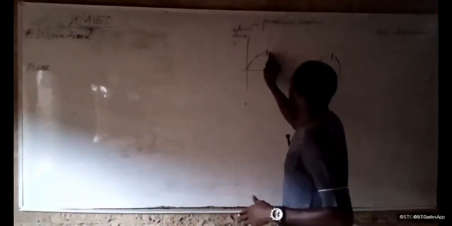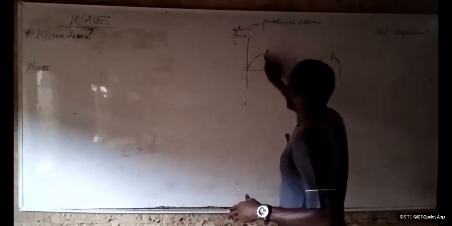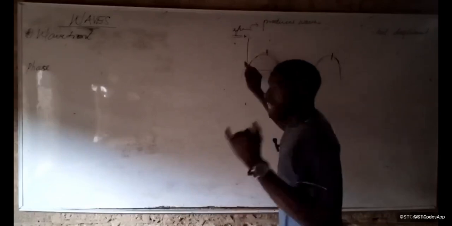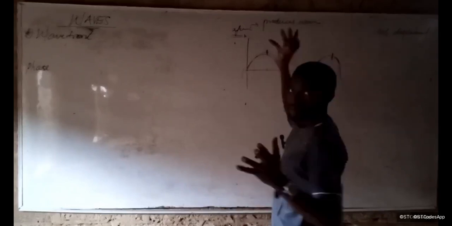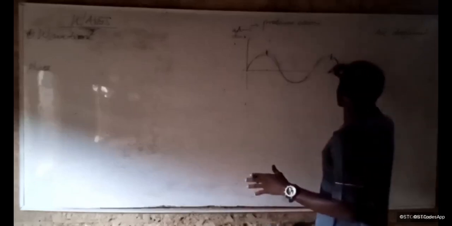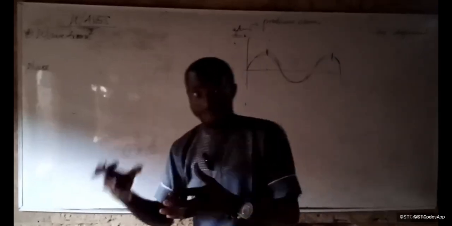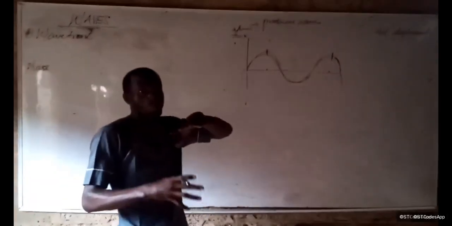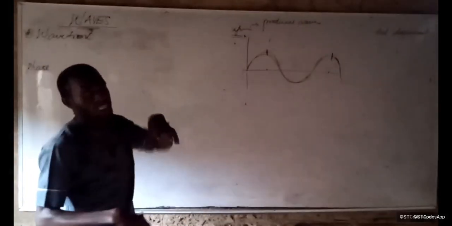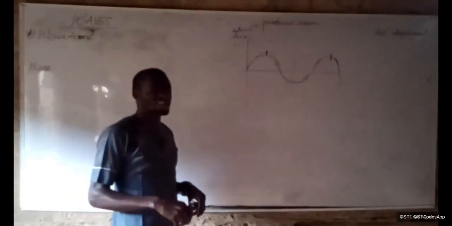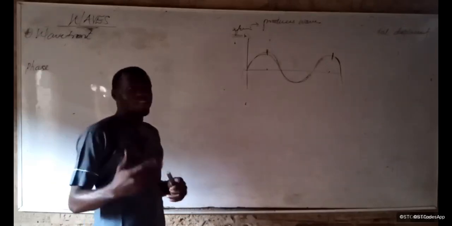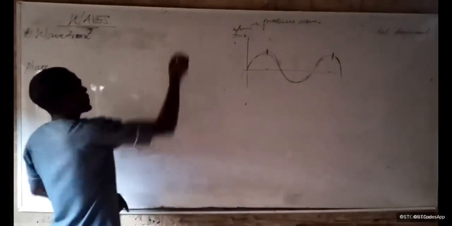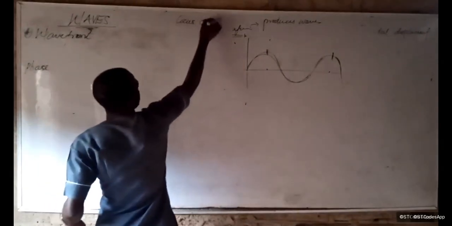Why? Because they have the same speed, and they have the same displacement away from the starting point. From here to here is the same as from here to here. Is that okay? So they are in phase. Then a wavefront is now an imaginary line that is drawn to join 2 points on a wave that are in phase.